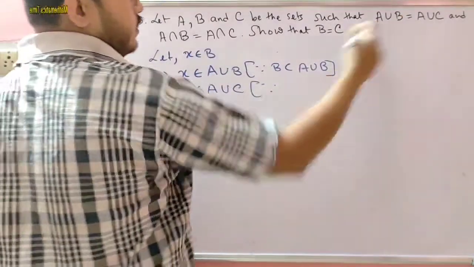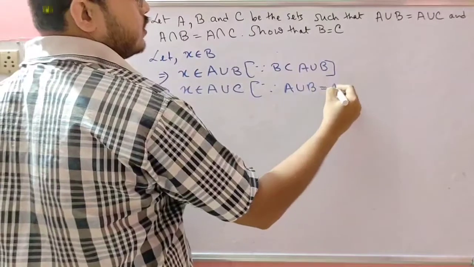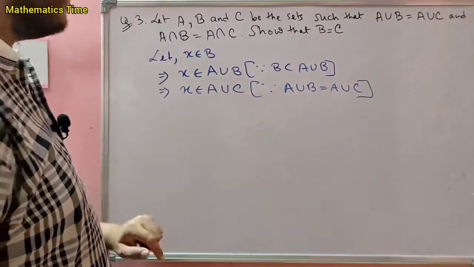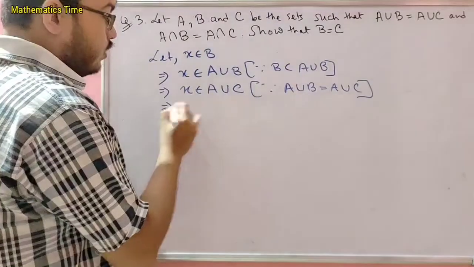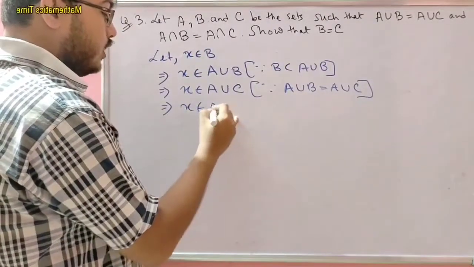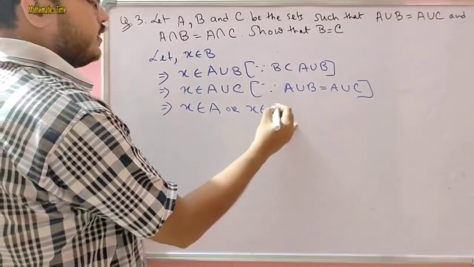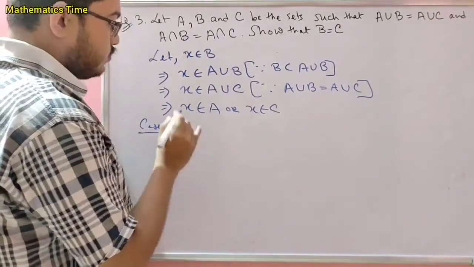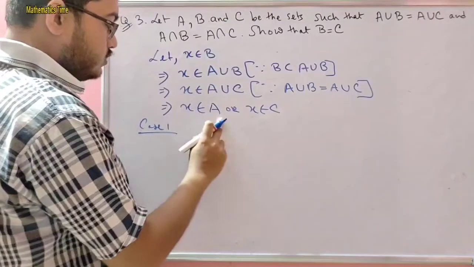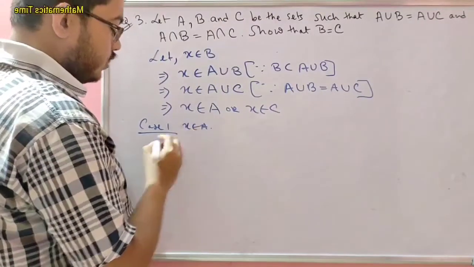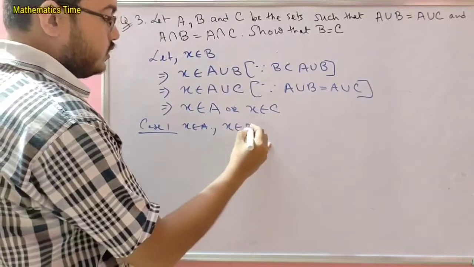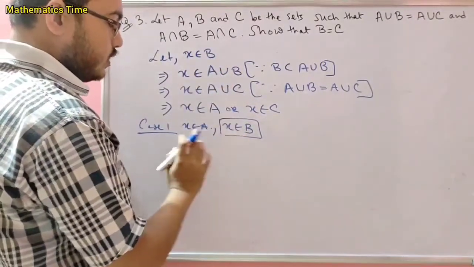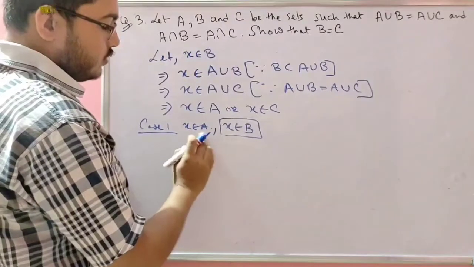Now X belongs to A union C also. Why? Since given A union B equals A union C, we are just writing A union C in place of A union B. Now what does that mean? It means X belongs to A or X belongs to C. So case 1: X belongs to A, and we know that X belongs to B.